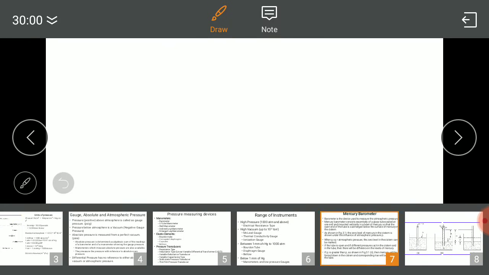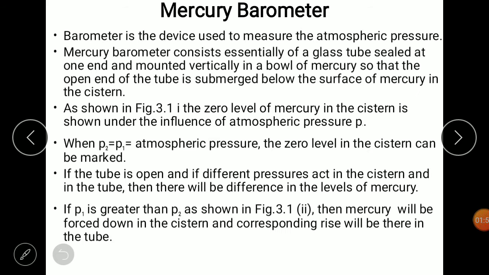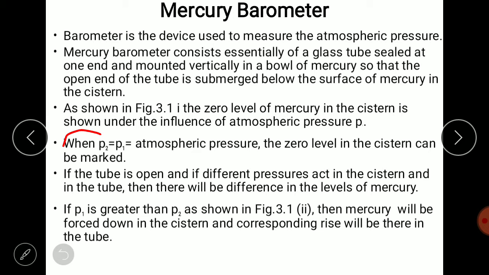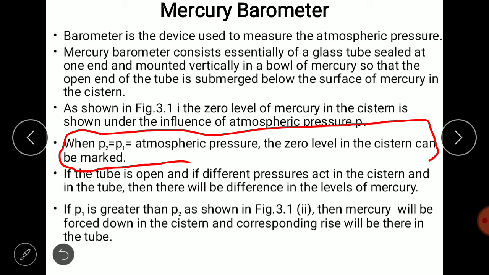So we can see here that it consists of a simple thing. It consists of a glass tube sealed at one end and mounted vertically in a bowl of mercury. The open end of the tube is submerged below the surface of mercury in the system. Now the system is nothing but an open tank. What it says is that when P2 is equal to P1, which is equal to the atmospheric pressure, the zero level can be marked.